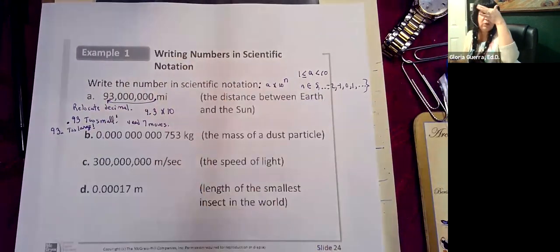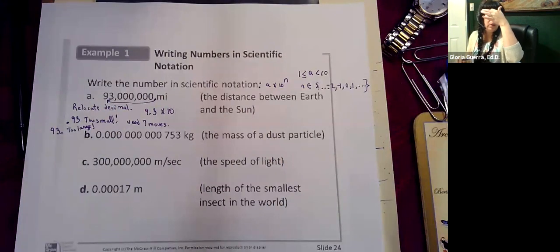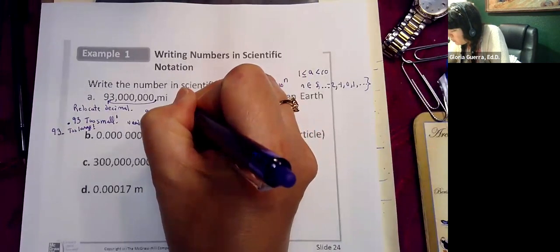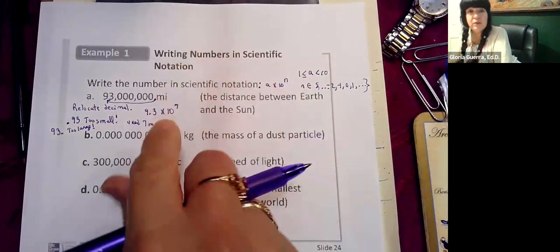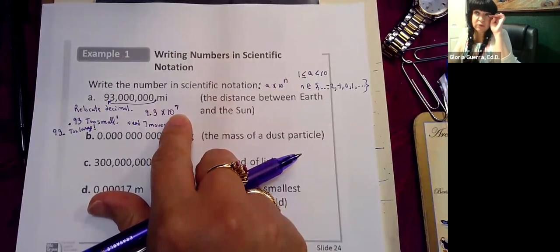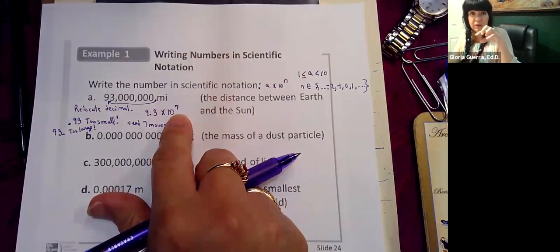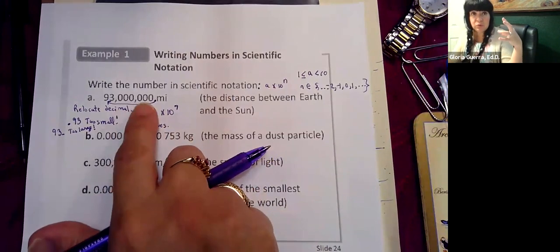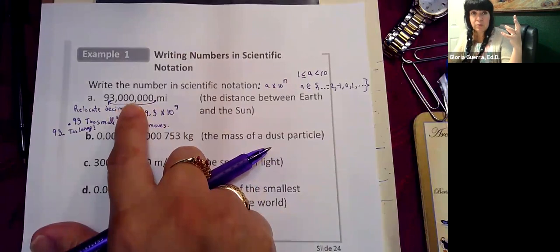So you're thinking, do I go with a positive 7 or a negative 7? Well, if you go with a positive 7, this is a large power of 10. This is a 1 with 7 zeros. That effect on A will make A bigger. And that's what you want. That's a large number.